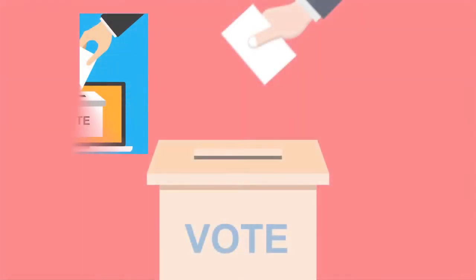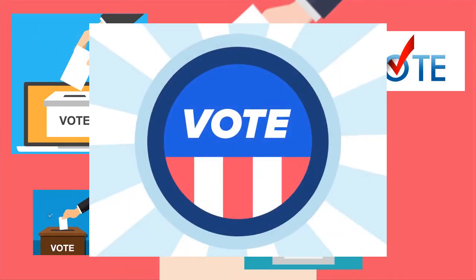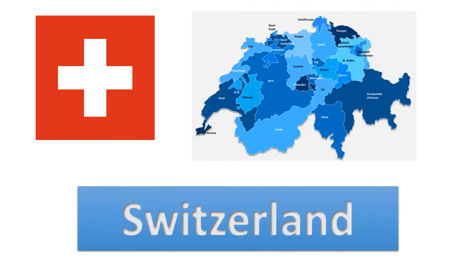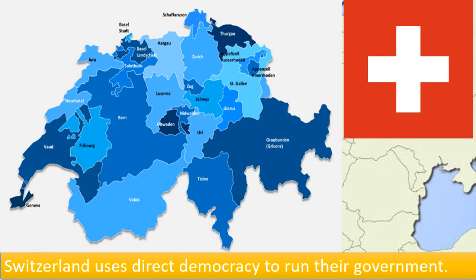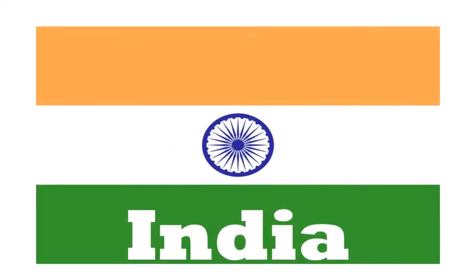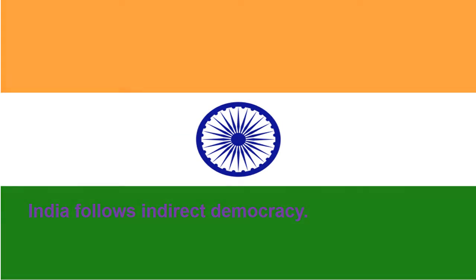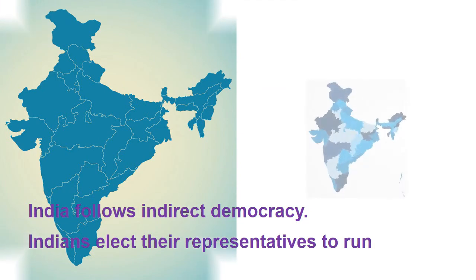We will talk about some interesting facts about elections. Switzerland uses direct democracy to run their government. India follows indirect democracy. Indians elect their representatives to run the government.